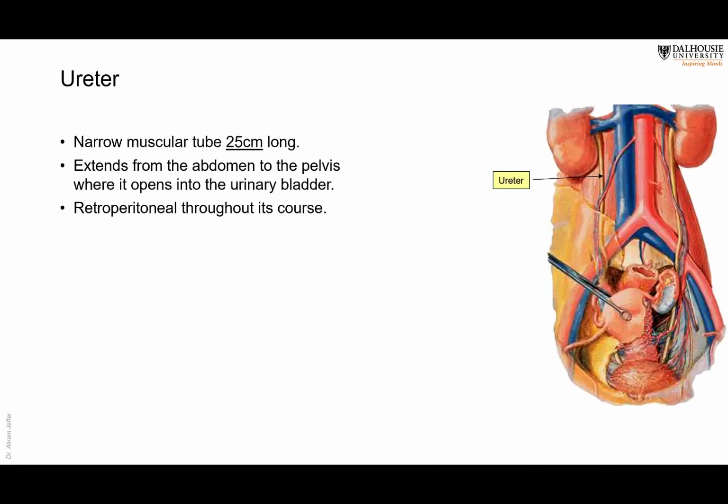Here's the ureter. It's about 25 centimeters in length. There are 3 structures in the body that are 25 centimeters in length: the duodenum, the esophagus, and the ureter.